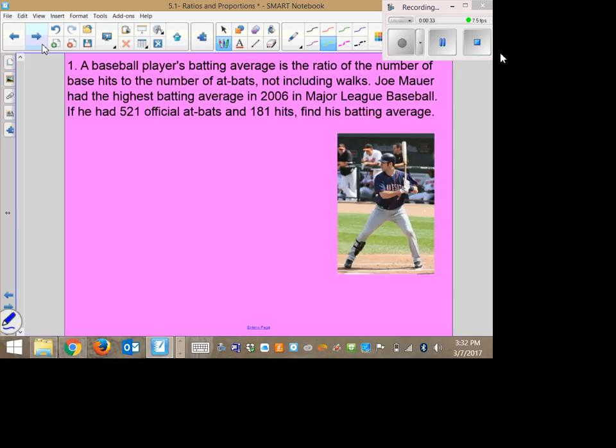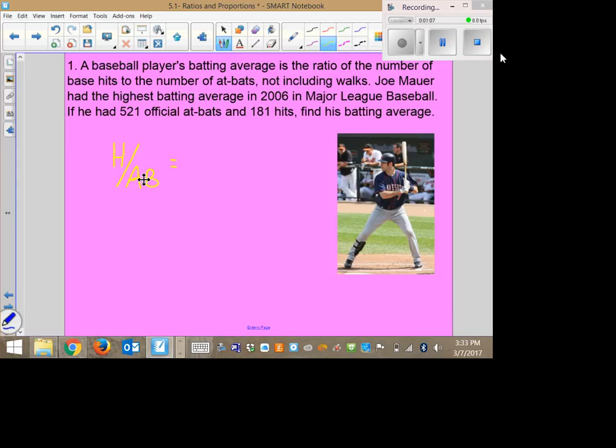So practice problem 1. A baseball player's batting average is the ratio of the number of base hits to the number of at-bats, not including walks. Joe Mauer had the highest batting average in 2006 in Major League Baseball. If he had 521 official at-bats and 181 hits, find his batting average. So we have the ratio of hits to at-bats.